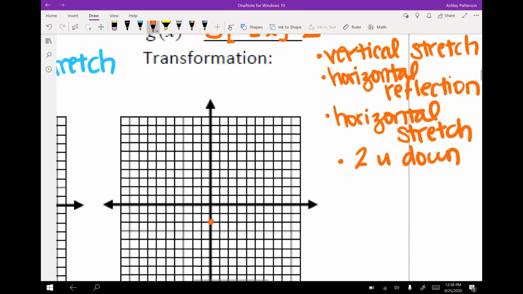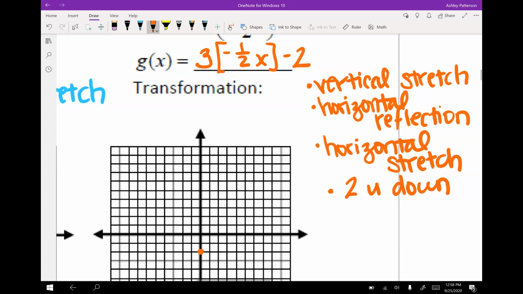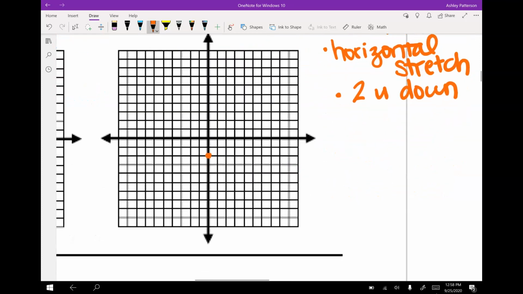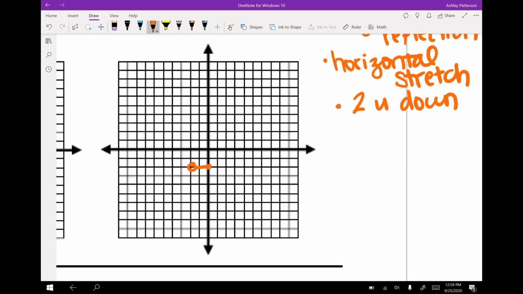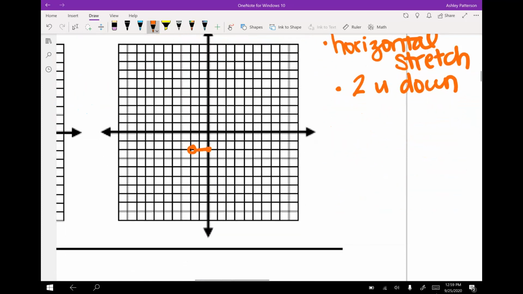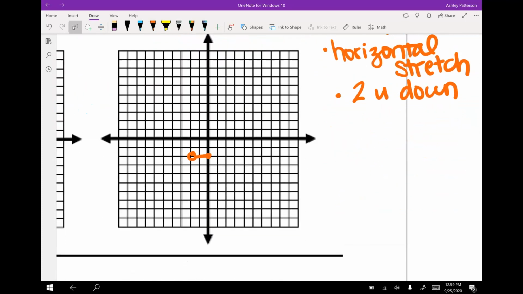Our b value is a -1/2 in the equation. So that means I'm extending 2 units out, take the reciprocal, and due to that horizontal reflection, I'm going to extend to the left 2 units. Also, a is 3. So I'm going down because I have a reflection. 1, 2, 3 units, open circle, extend out 2 to the closed. 1, 2, 3 units down, open circle, extend out to the closed.